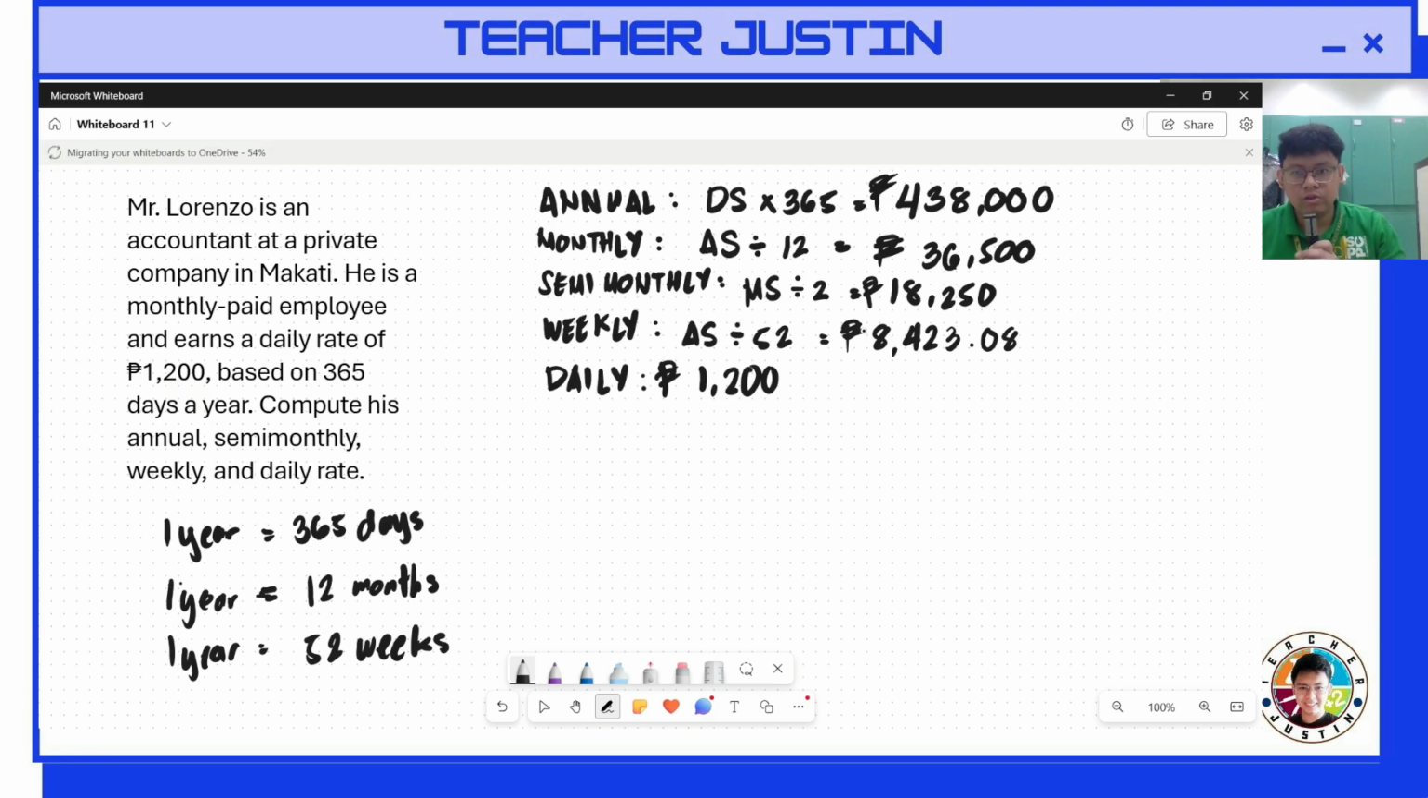And that's it. So we have computed his annual, monthly, semi-monthly, and weekly rate. Alright. Ta-da!